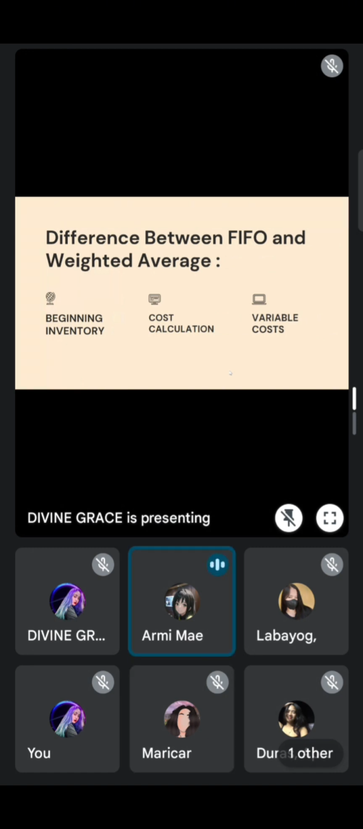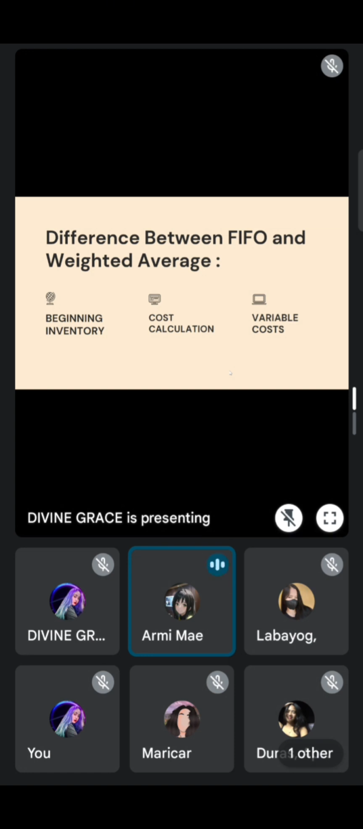So we have the difference between FIFO and weighted average. FIFO is an inventory and cost method where the oldest items or units are used or sold first. In other words, it assumes that the first items added to inventory are the first ones used or sold. Think of it like a line. You have a line of people waiting to buy something. The first person who joined the line is served first. In accounting, FIFO means we value or serve the older inventory first before the newer stuff.